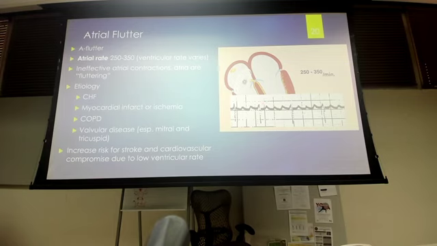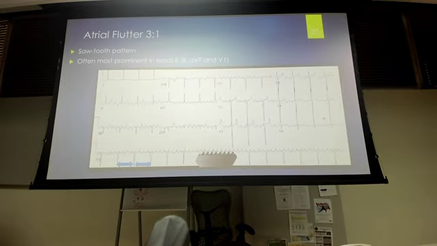What do you think we would call this? Yes, but a variable rate. This is 3 to 1, non-variable. So when you look at the R's, they appear to march out like they're a regular rate. If you have variable, 2 flutters and then a QRS complex, 3 flutters in a QRS complex, 1 flutter in a QRS, that's going to be a variable rate. It's still atrial flutter, but when you look at that, those R waves are going to be variable.